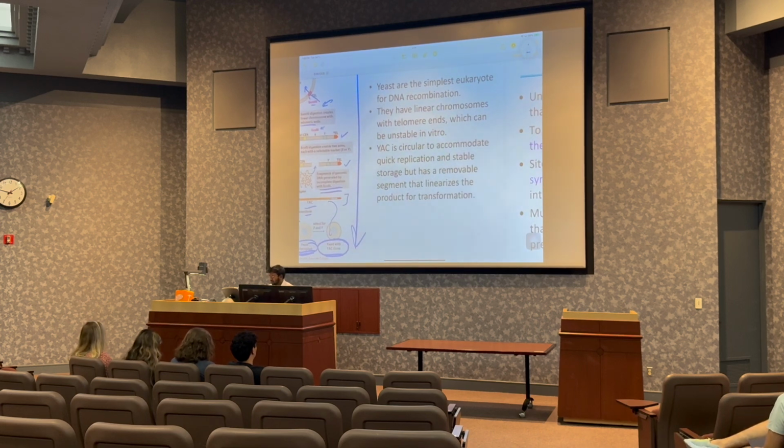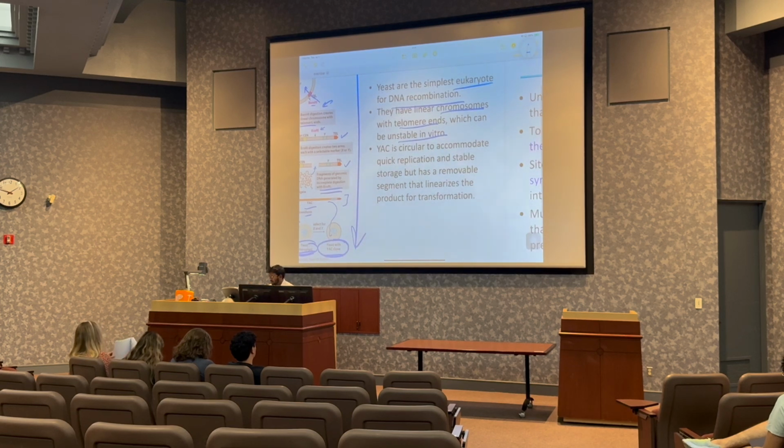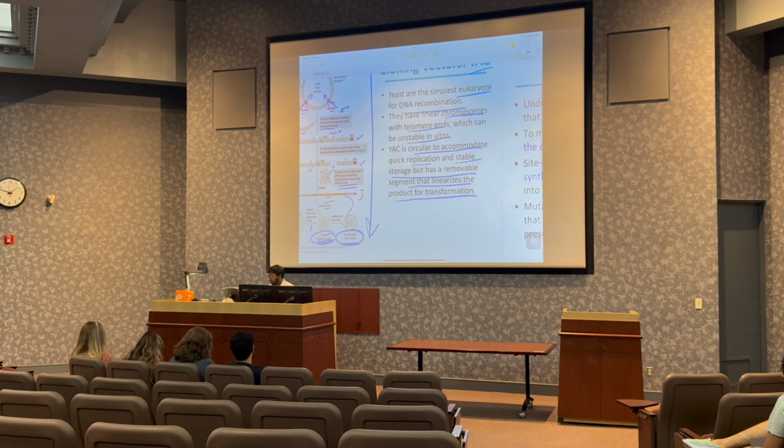It says yeast are the simplest eukaryotes for DNA recombination. They have linear chromosomes with telomeric ends. They can be unstable in vitro for sure, because anything which is floating around is unstable. They are circular to accommodate quick replication and stable storage, but removable segments can linearize for product transformation.